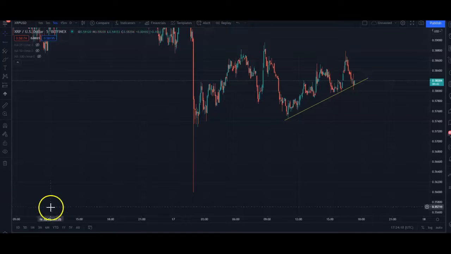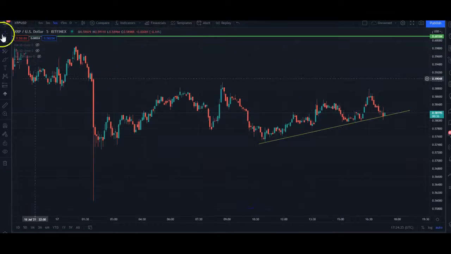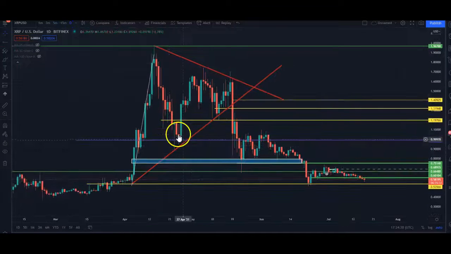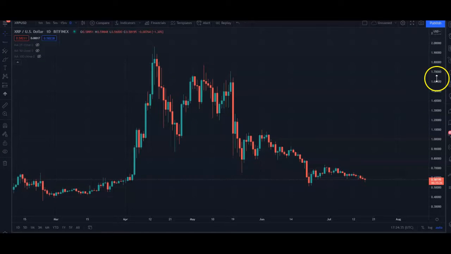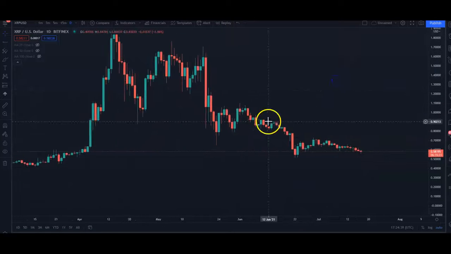Alright, so guys, when you load up TradingView, it's going to look something like this. It's going to bring up preferably the daily time frame. So what I'm going to do is remove all my drawings, and this is what you call top-down analysis.